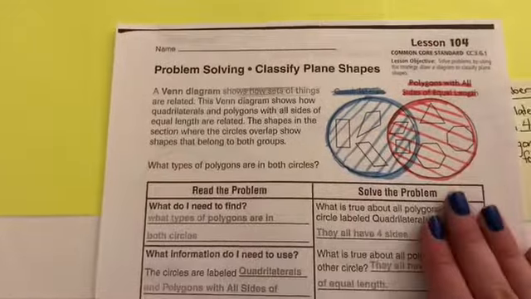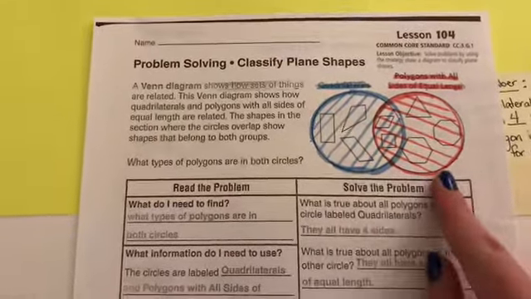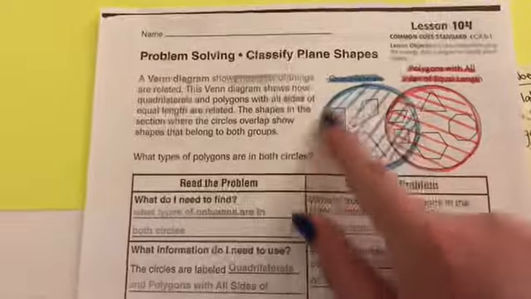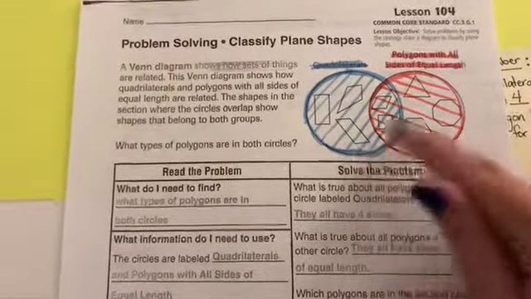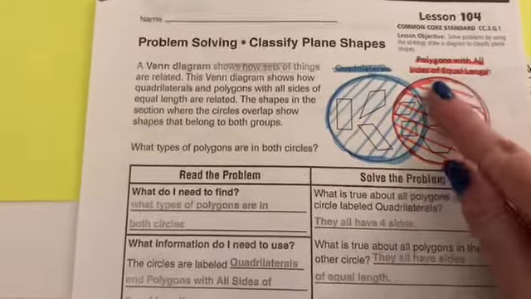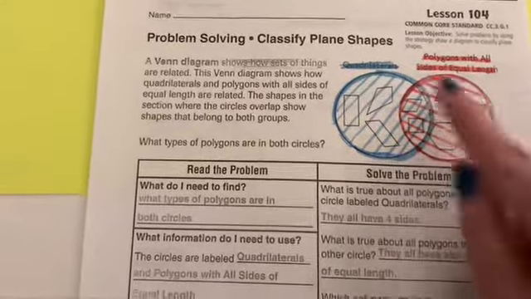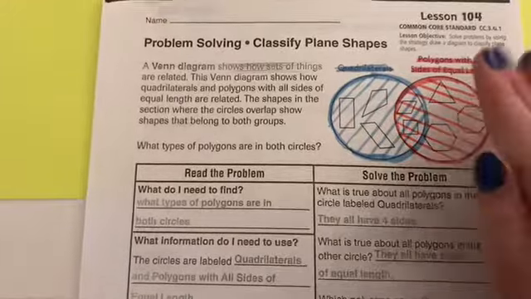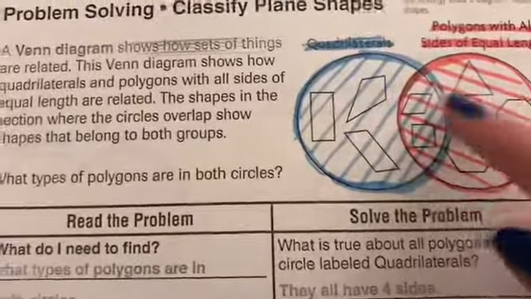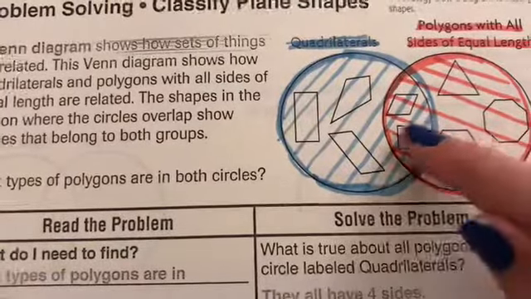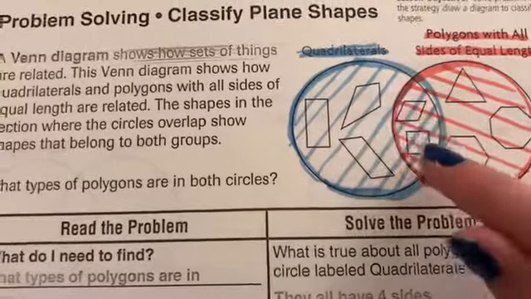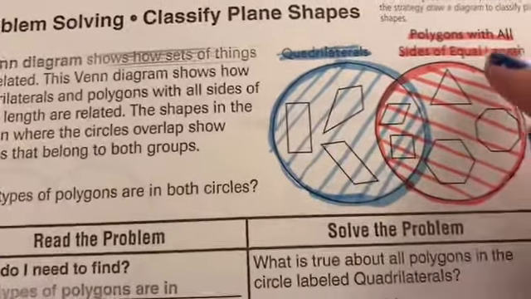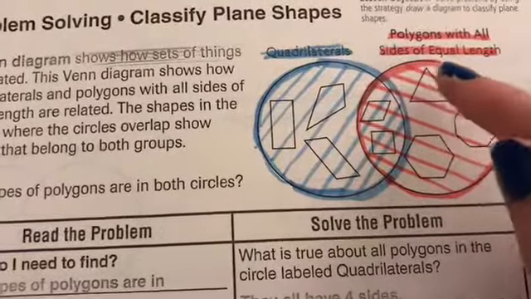All right, so I went ahead and I colored my 2 circles. I made the quadrilaterals blue, and I made lines across that showed that this whole circle is blue, and I made the polygons with sides of equal lengths orange, and I made lines across to show that all of these shapes belong to the orange side. And so do you see this little section right here? This is where they overlap, and these 2 shapes are both quadrilaterals because they have 4 sides, and they're polygons with sides of equal lengths.